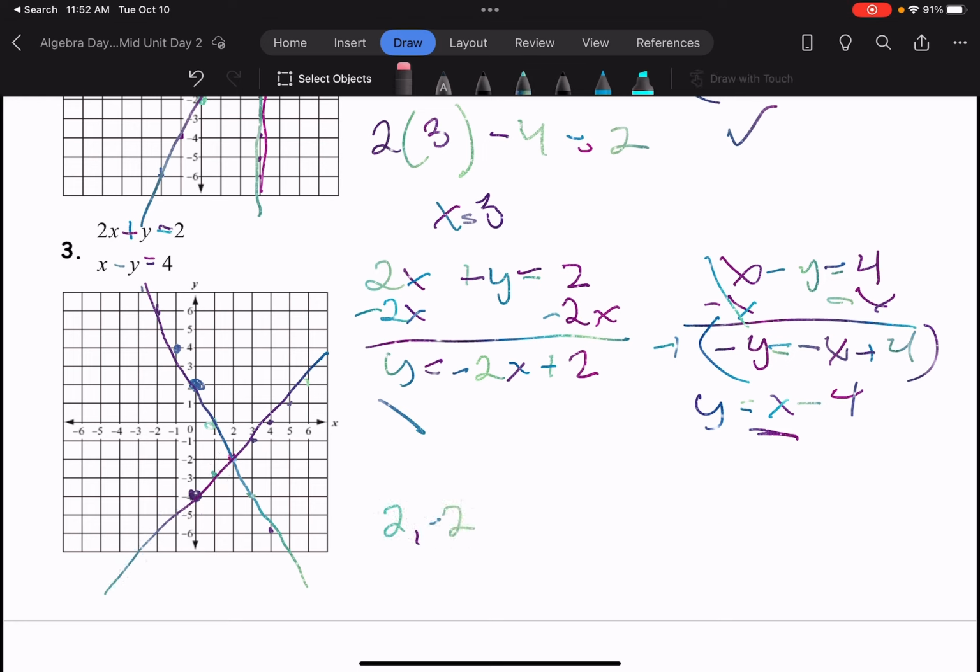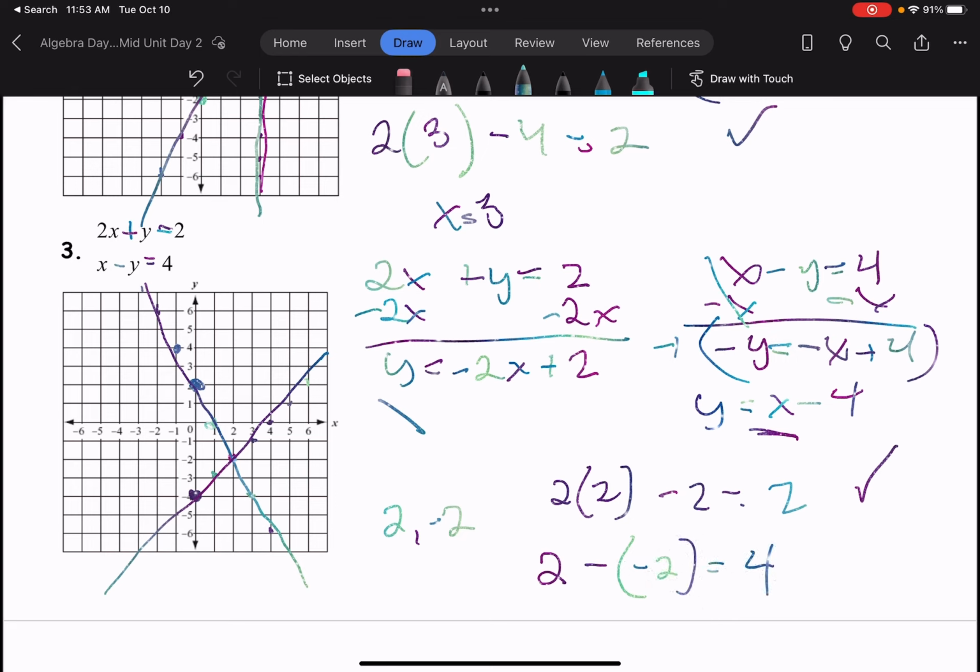And then, of course, let's check our answer. So we get 2 times 2 minus 2 equals 2. That's 4 minus 2 equals 2. That works. And then 2 minus a negative 2 is the same as 2 plus 2, and that does, in fact, equal 4. So when we plug these into these two equations, it works for both of them.